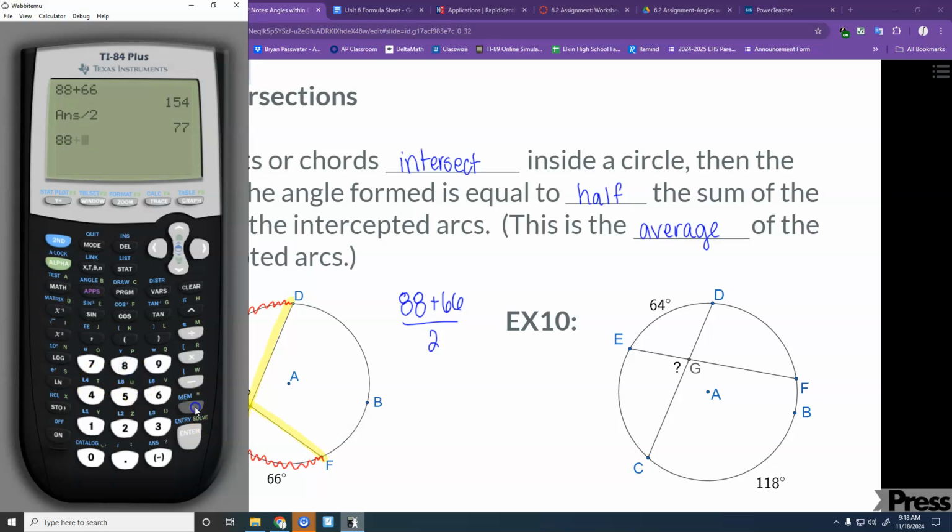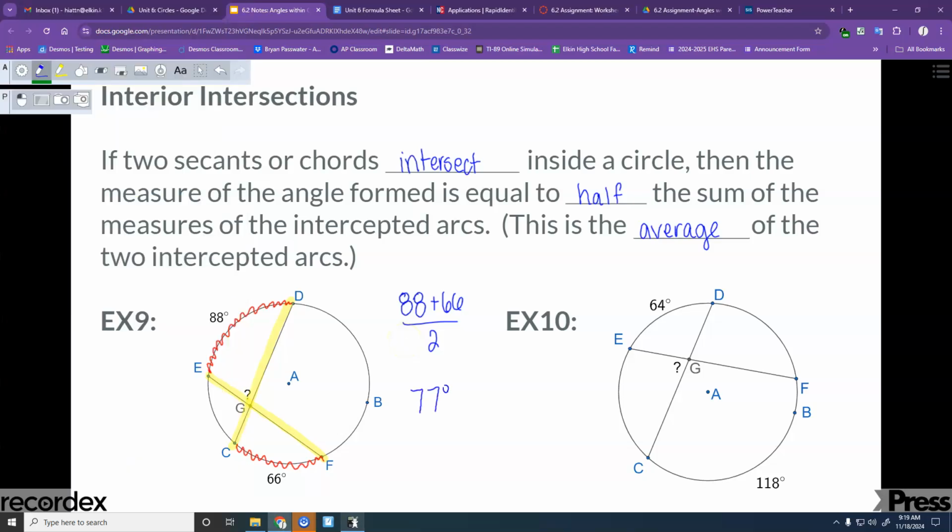Watch what happens if I do 88 plus 66 divided by 2 without parentheses. I get the wrong answer for that. So you either need to hit enter first or put the sum in parentheses. If you're using Desmos, make sure it looks like this. So we're getting 77 degrees. This angle right here is 77 degrees, and it didn't ask us for it, but this angle right here would also be 77 because those two angles are vertical angles.